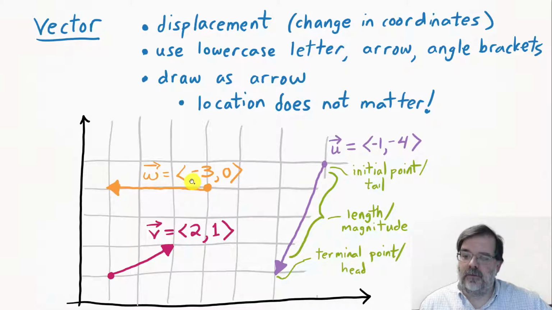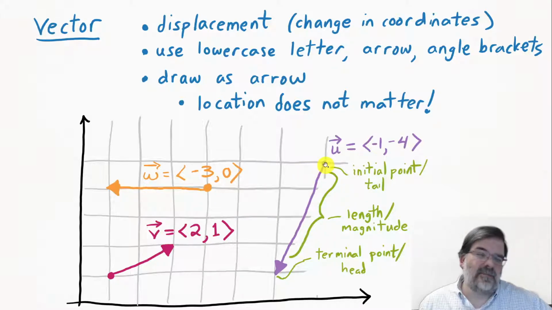Here's a vector w. This is the vector ⟨-3, 0⟩, which means from the starting point, move along the negative x-axis by 3 units, and move 0 units along the y direction. So this is a horizontal vector pointing towards the left. Each of these we draw as an arrow, which points in the direction that we're moving from the starting point to the ending point.